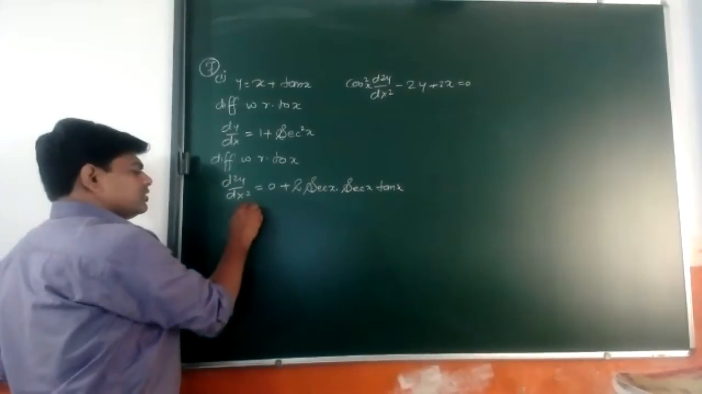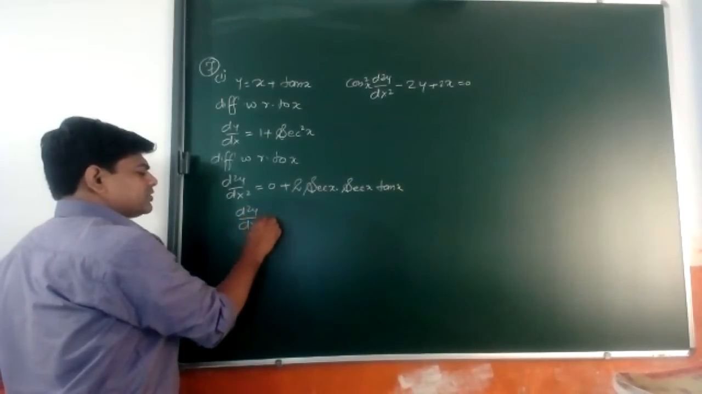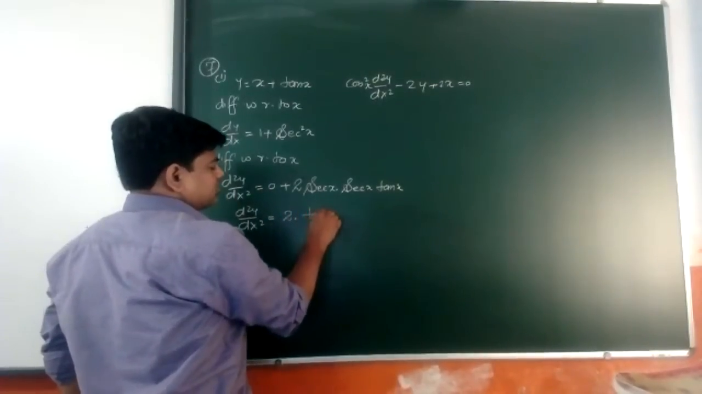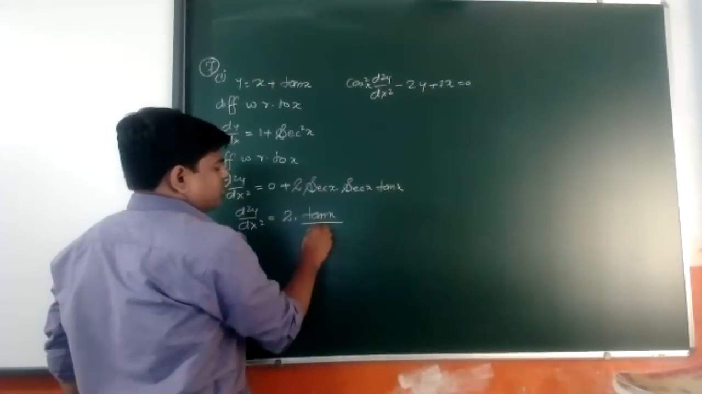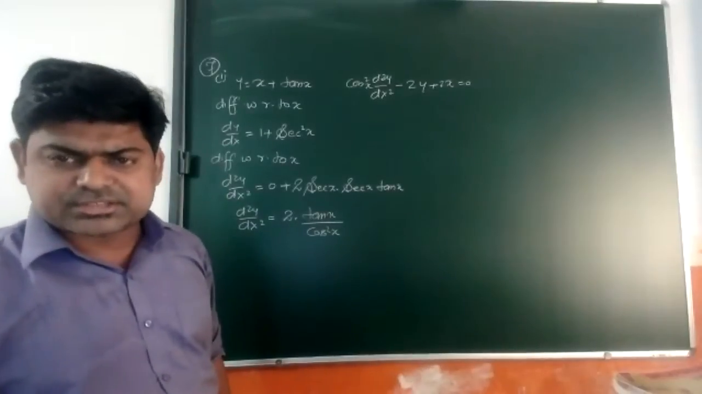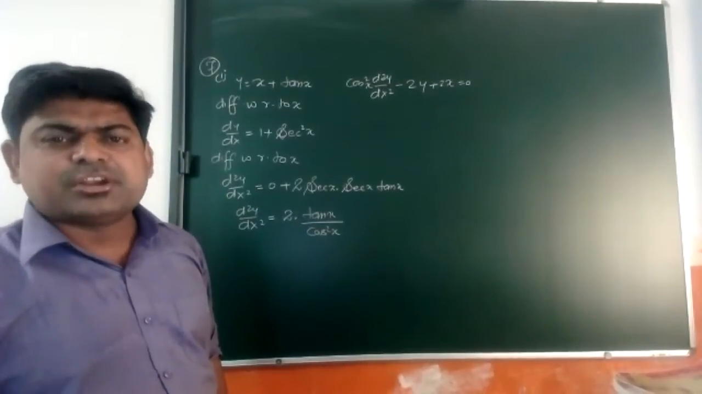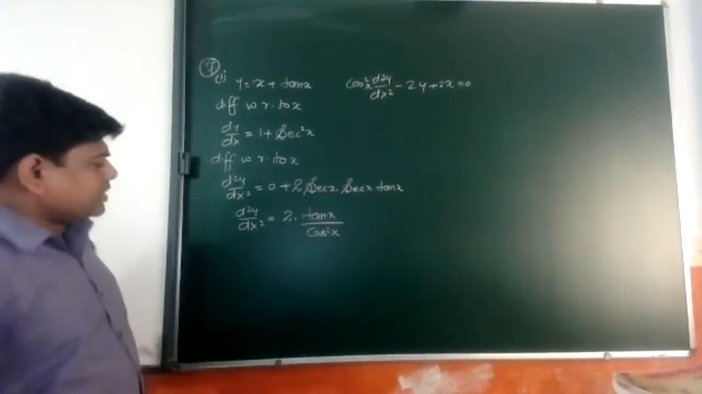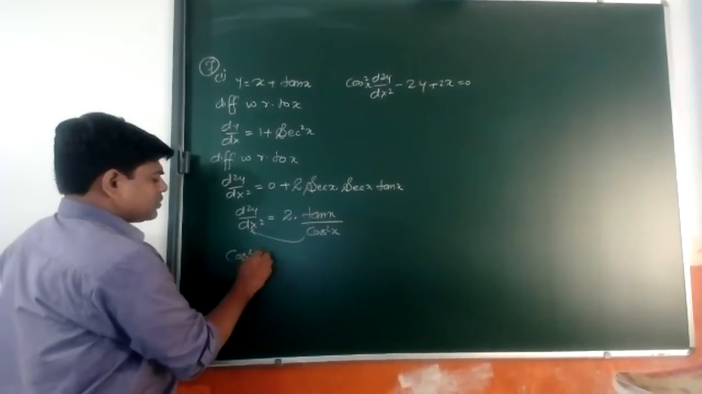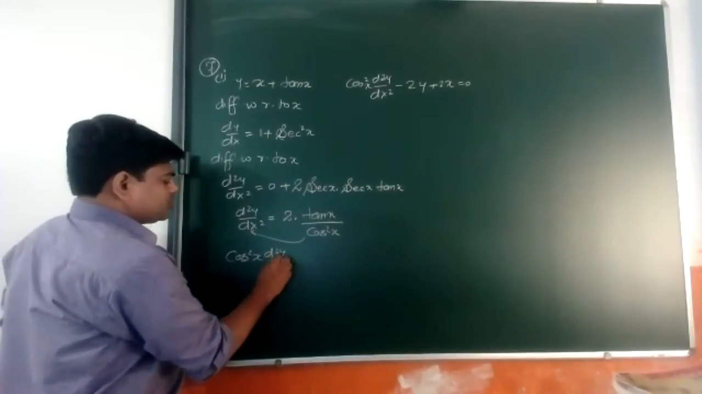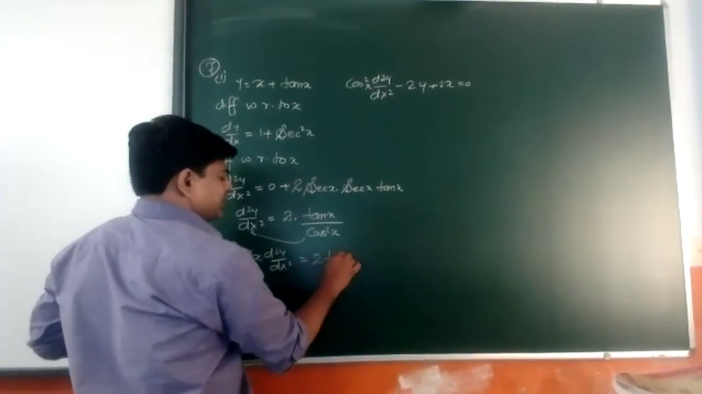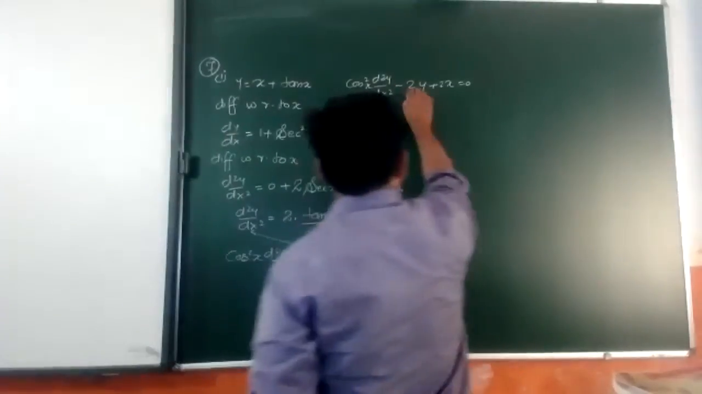Now, d2y by dx square is equal to tan x upon cos square x. Can I write sec into sec will be sec square x, and that can be written as 1 upon cos square x. If it is transposed to this side, I'll have cos square x d2y by dx square is equal to 2 tan x. Our result is what? I want to find this one.